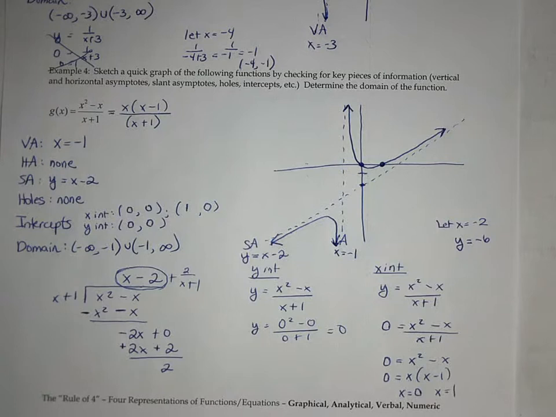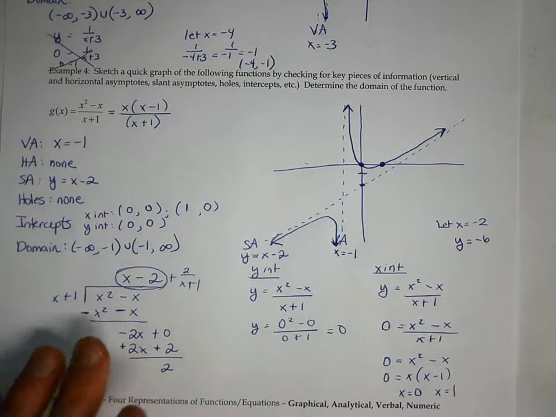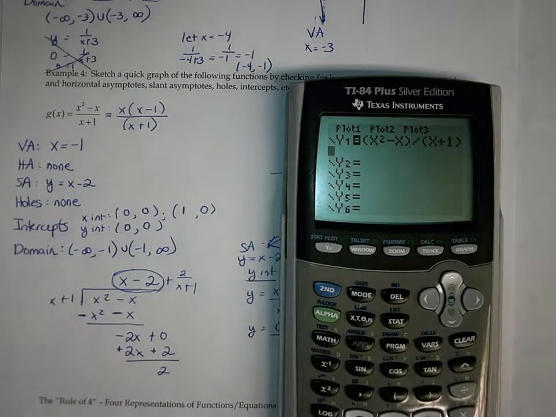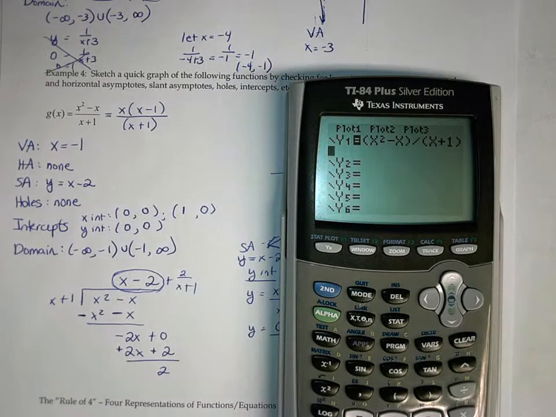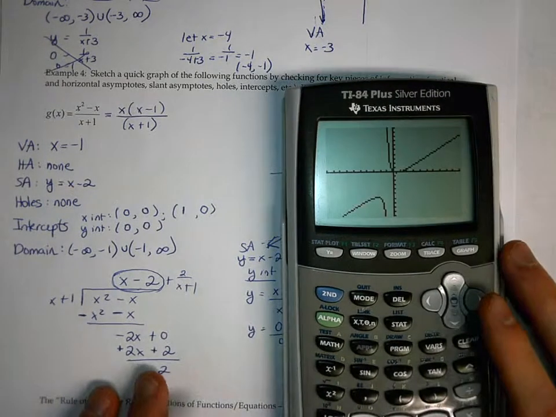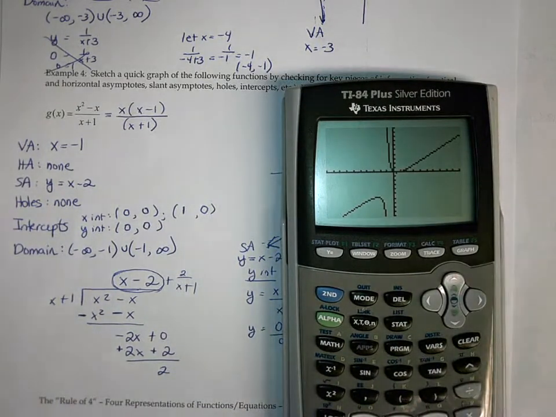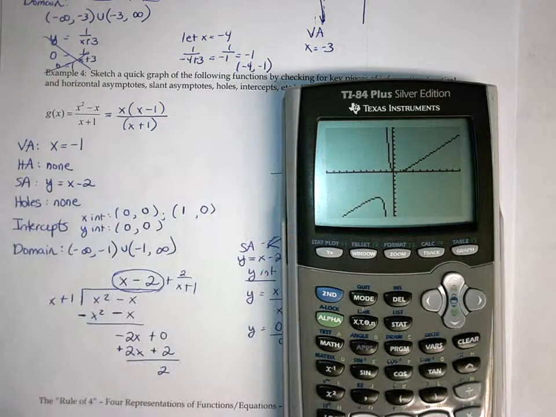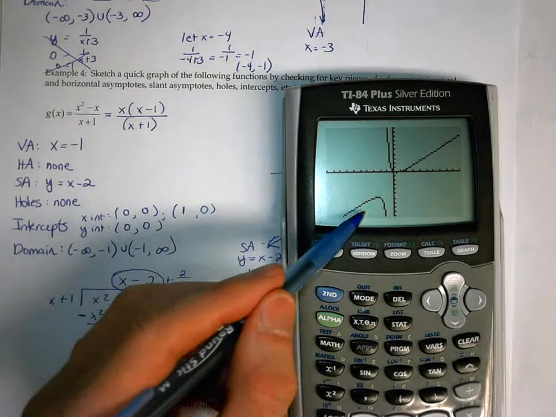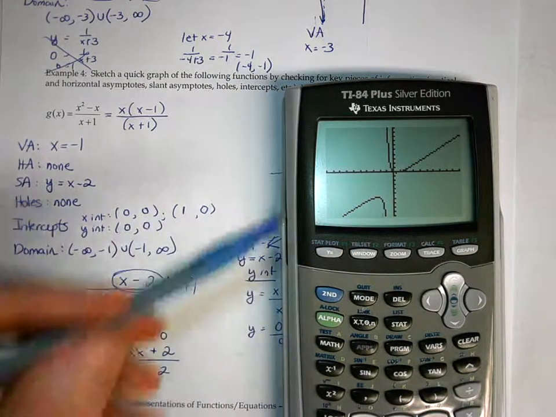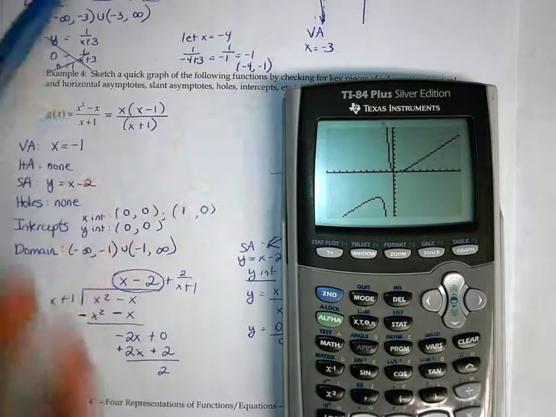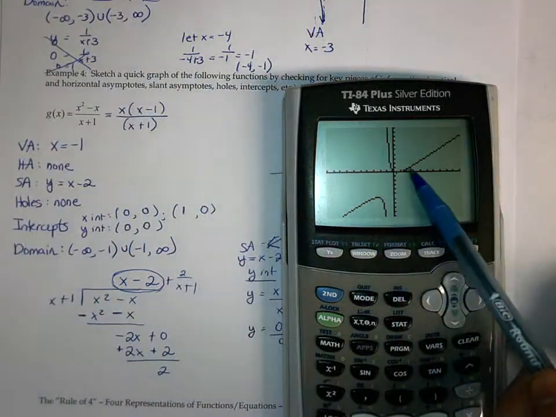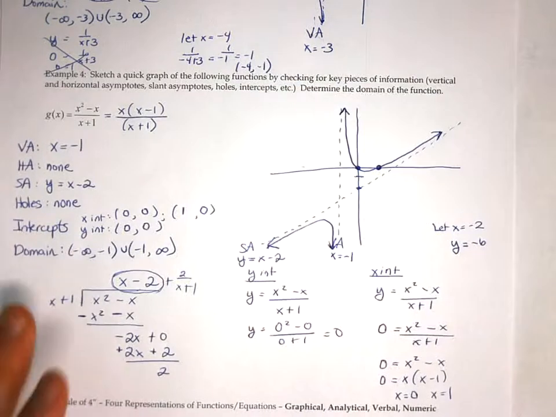That just confirms that my graph is going to be down there. Once you've done all that, you want to do a quick confirmation on your calculator. X squared minus x divided by x plus 1 and hit graph. And sure enough, you can see a quick sketch there of what the graph looks like. It goes through 0, 0, and then 1, 0 up there. And then down here you can see the graph stays beneath the slant asymptote. We'd have a vertical asymptote right there. Slant asymptote goes diagonally right there.